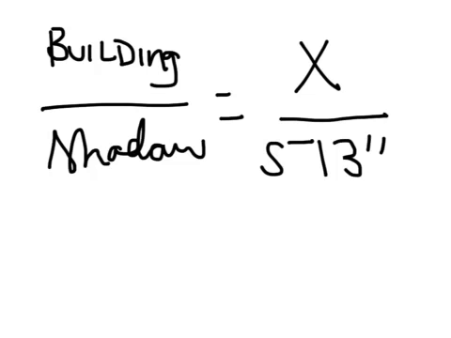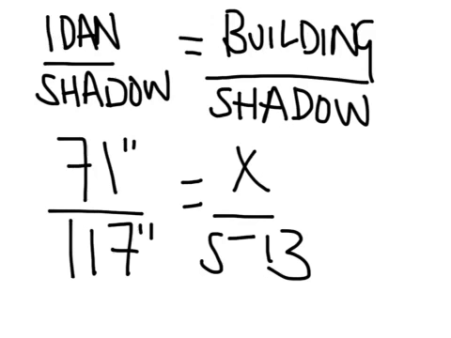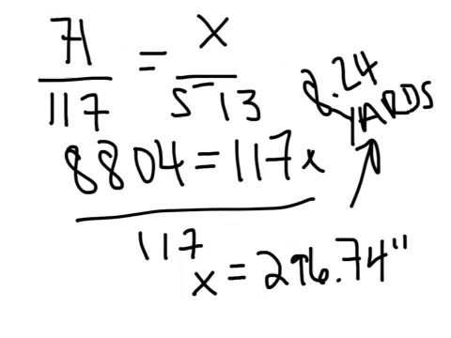We don't know the height of the building, but we know that the height of the building's shadow is 513 inches. Then we compared this to Edan's fraction. We use Edan's height to find the height of the building. We set the fractions equal to each other, and then we solve. When we set up the proportion, cross-multiply and solve, we find out that the building is 296.74 inches tall, or 8.24 yards.